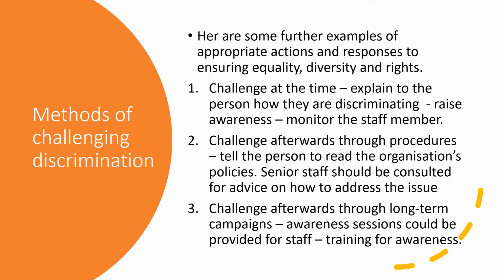Here are some further examples of appropriate actions and responses to ensuring equality, diversity and rights. If possible, try to challenge the person at the time, explaining to the person how they're discriminating, raising awareness, and then monitor that staff member. Challenging afterwards through procedures, telling the person to read the organisation's policies will be a good way to show them what they're doing wrong and what is expected of your establishment or your setting.